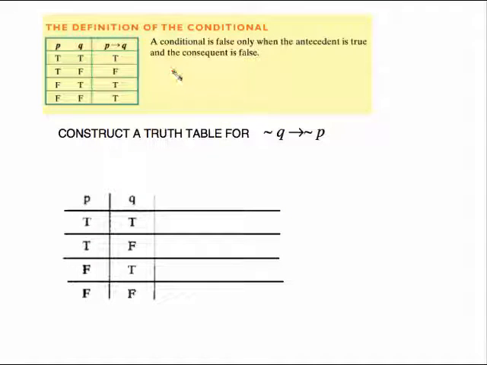So the definition of the conditional: a conditional is false only when the antecedent, that's the P, is true and the consequent, that's the Q, is false. That's the only time we get a false for the conditional.